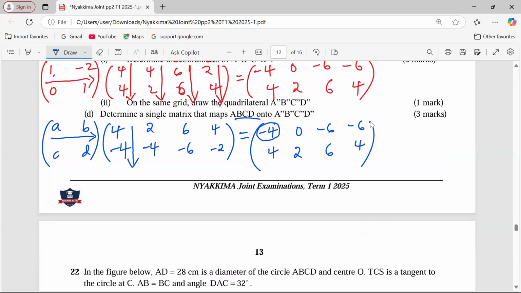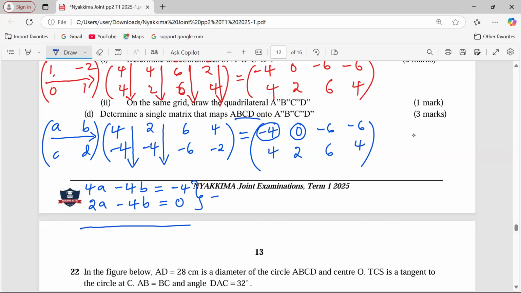Therefore, 4 by A, 4A, -4 by B should give us -4. Then, if we go to the next, such that the same row by the next column here, we're supposed to get a 0. Therefore, 2 by A, then -4 by B, this is supposed to give us 0. With this, we can eliminate, let's use elimination. We can eliminate B because the coefficients of B are equal in both equations.